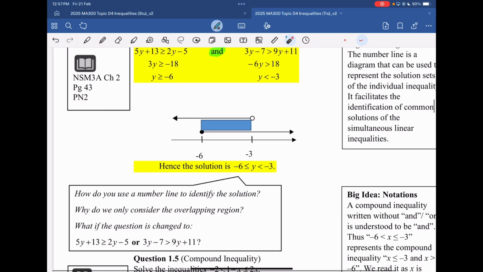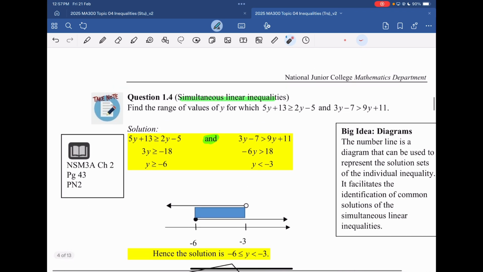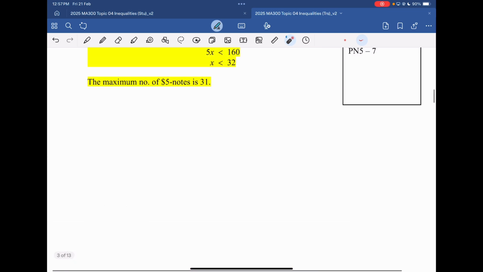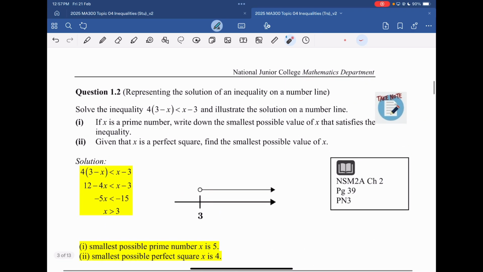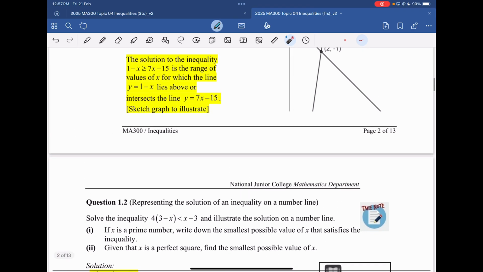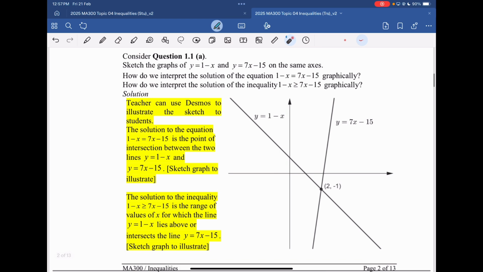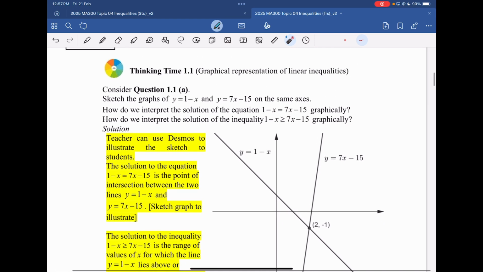Most of you are done with 1.6, right? Okay, so allow me to slowly go through. Let me go through 1.2 first. Okay, first this is the thinking time.